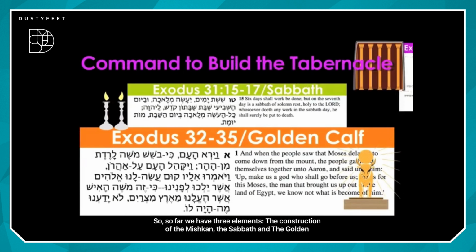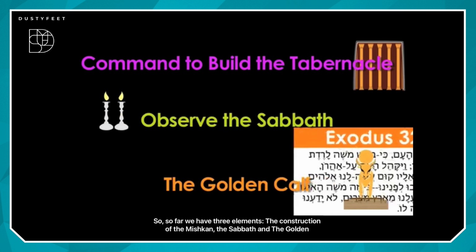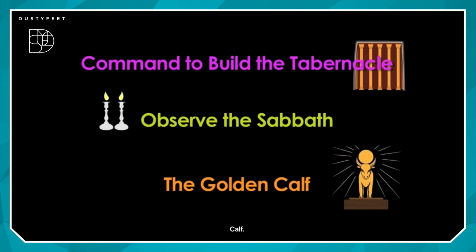After that, starting with chapter 32, you get the greatest disaster in the book of Exodus, and that is the extended story of the golden calf. So far we have three elements: the construction of the Mishkan, the Sabbath, and the golden calf. But now look at the end of the story of the golden calf.